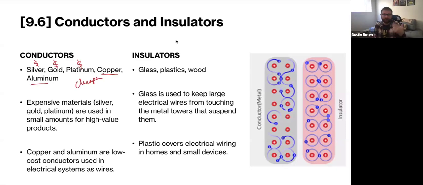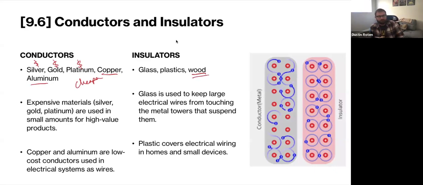As far as insulators go, we're looking at glass, plastics, wood. Wood is a good insulator. If you ever see someone holding onto something and being electrocuted, you should grab a broom and use the broom to push them away from the thing that's electrocuting them, because that way you won't get shocked. Wood is a very good insulator.